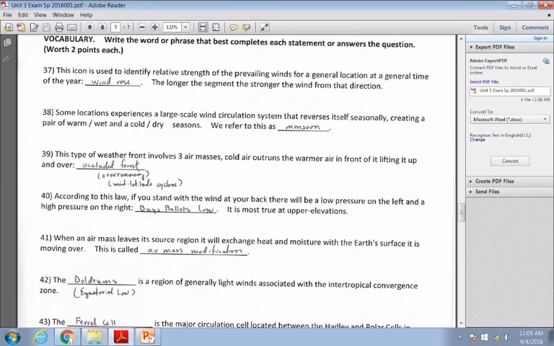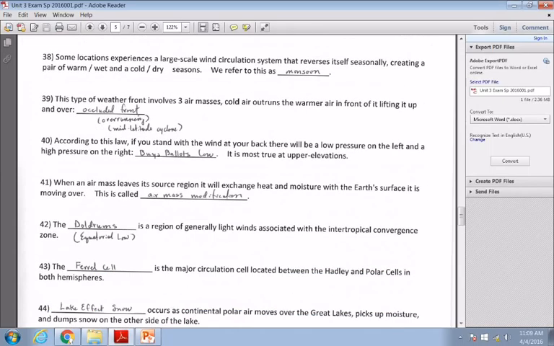Question 39, I would take either. I was really after occluded front, but I will also take overrunning and even mid-latitude cyclone. I was after occluded front as a front that involves 3 air masses. For 40, I was after Buys-Ballot's law. A lot of you put BB law, which I thought was totally cute, so I went with it. It's basically if you have the wind at your back, the low pressure is on your left.